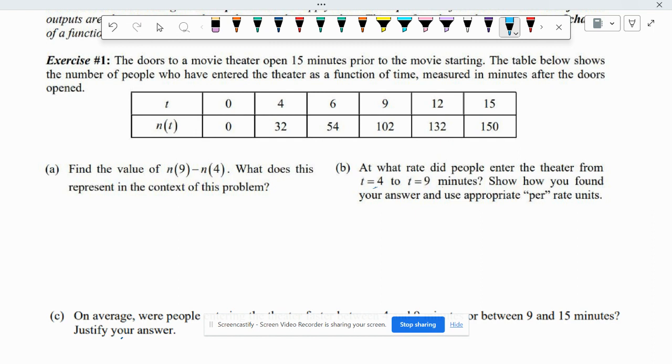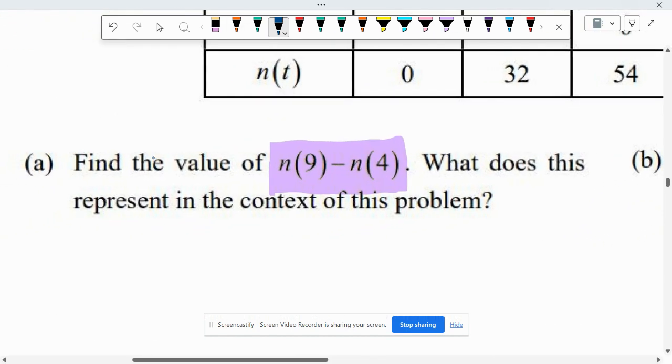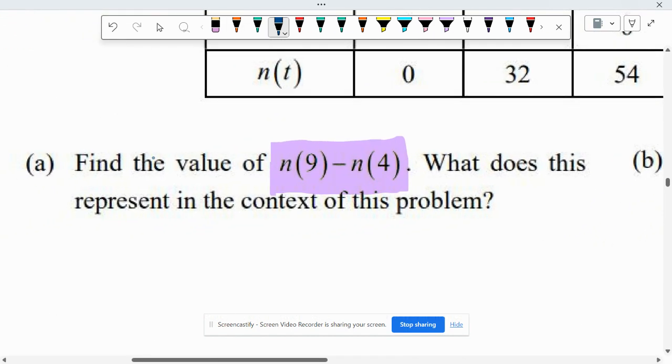Okay. So the first part of this doesn't really even talk about average rate of change. It says, hey, can you evaluate this function? It's trying to remind you that you know how to evaluate a function. And this is the function n of 9 minus n of 4. What does that mean to do? Yeah, you find the output when n is 9, and you subtract it from the output when n is 4.